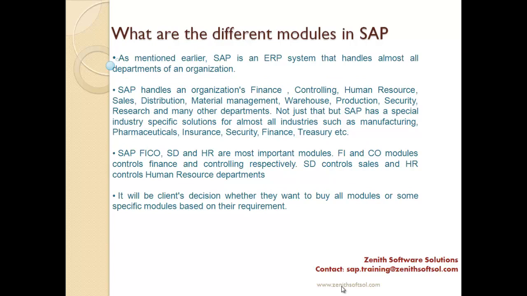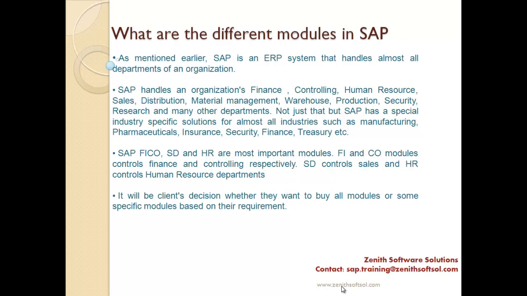Now, what are the different modules in SAP? So normally you might be hearing from your friends like somebody is SAP SD consultant, someone is SAP finance consultant, someone is SAP MM consultant. So what are the different modules in SAP? As I mentioned earlier, SAP is an ERP system. So SAP handles an organization's finance, controlling, human resource, sales distribution, material management and different other departments, because these are the different departments in an organization.